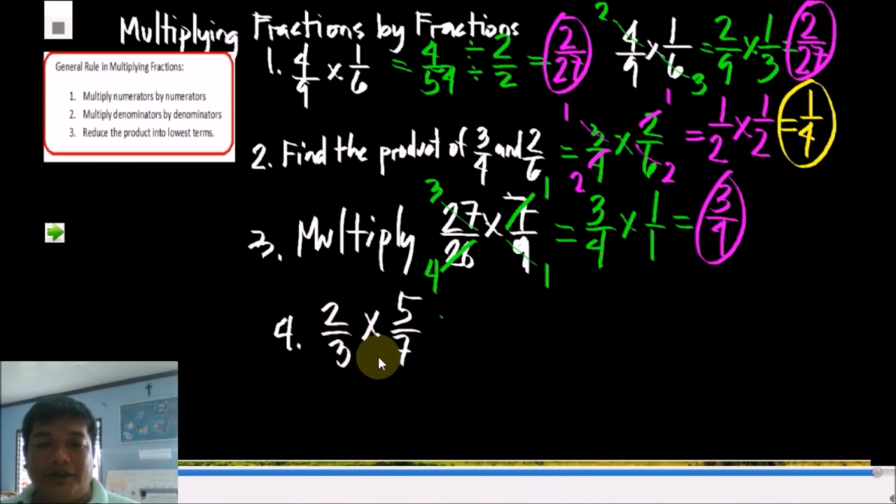Let's proceed to 2/3 times 5/7. First, look for a common factor between the numerators and denominators, if there are any. In this problem, there is no common factor between the numerators and denominators, so you just proceed to multiplication. Multiply numerator by numerator, denominator by denominator. 2 times 5 is equal to 10, and 7 times 3 is 21. So your answer is 10/21.